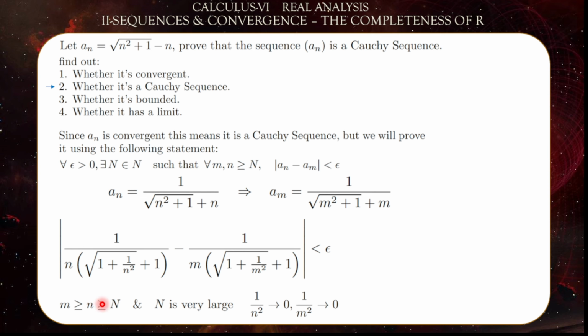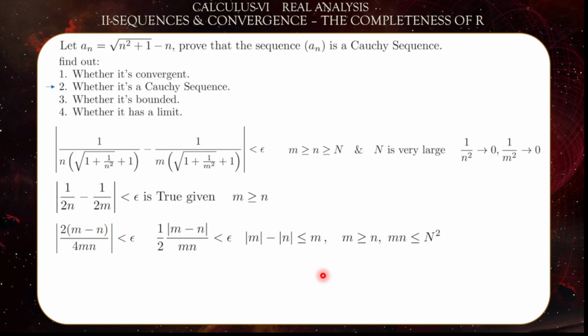Let's choose m greater than or equal to n, and n is very large. So 1 divided by n squared approaches 0, and 1 divided by m squared approaches 0 as well. Since we've gotten rid of 1 divided by n squared and 1 divided by m squared, we are left with 1 divided by 2n minus 1 divided by 2m is less than epsilon. This is true given that m is greater than or equal to n. So 2 times (m minus n) divided by 4mn is less than epsilon, or 1/2 times the absolute value of m minus n divided by mn is less than epsilon.